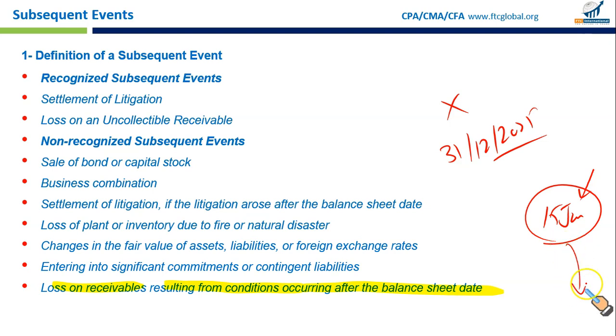So if this amount actually becomes bad, uncollectible, maybe by 31st of January 2026, this is not adjustable or not recognized because such condition did not exist on the balance sheet date. His solvency was affected after the balance sheet date. There was no such doubt, so it's non-adjusting.